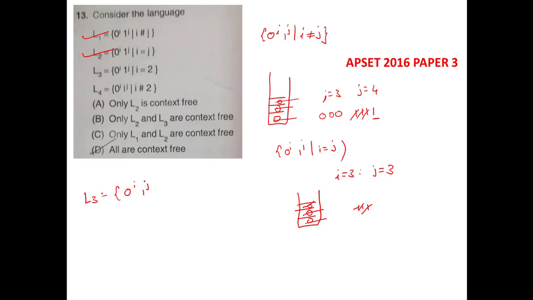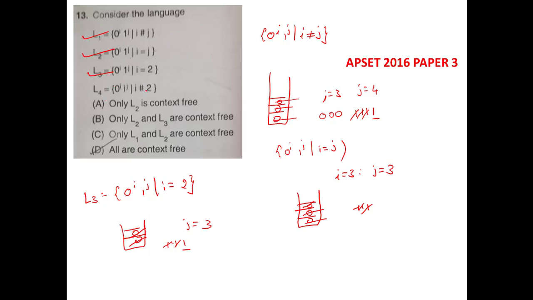Now see the L3 language: 0 to the power of i and 1 to the power of j, and i equals 2. He has given only i equal to 2, which means there are two zeros. You have to push the two zeros here, and j may be 1, or more than 2, or equal to 2. Assume that here it is 3. It means that there are three ones, so for the first two ones you pop the two zeros, and the remaining 1 is left over. So L3 is also a context free language.